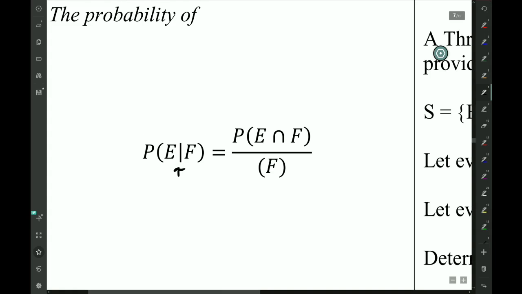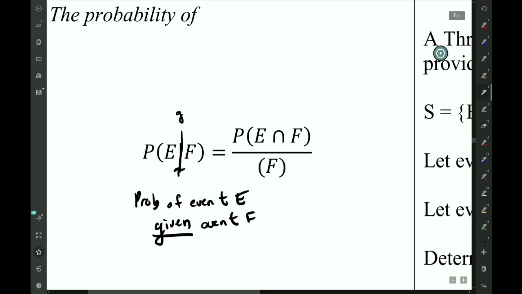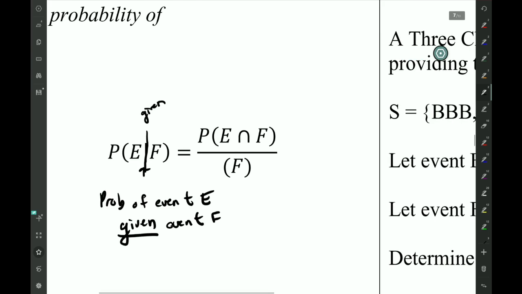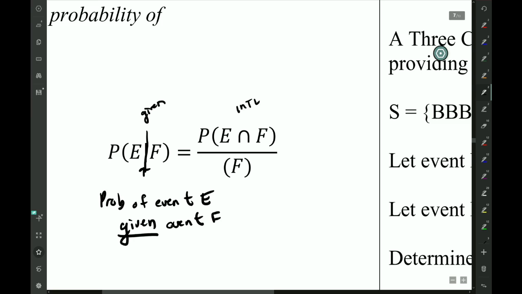What this thing means is the probability of event E given, there's the word, event F has occurred. So that little bar is just the given bar. It just means given. Alrighty? And basically what you're going to do is take the intersection of the two events over the probability of the given event. You're like, what in the world? But it's going to be okay, okay?